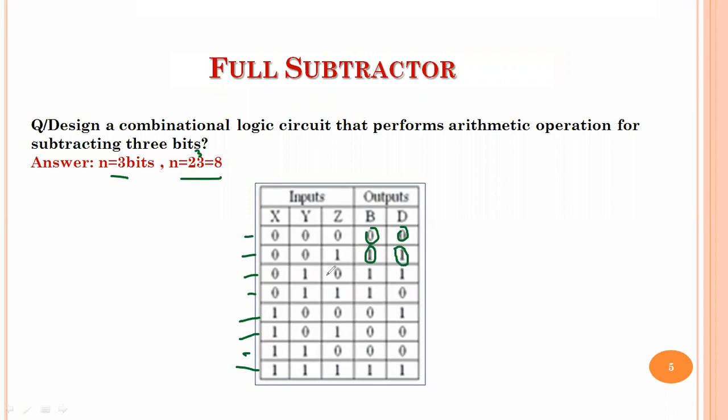Then for 0, 1, 0, we have borrow 1 and difference 1. For 0, 1, 1, we have borrow 1 and difference 0. For 1, 0, 0, the difference is 1, borrow is 0. For 1, 0, 1, difference is 0, borrow is also 0. For 1, 1, 0, again borrow is 0 and difference is 0. For 1, 1, 1, difference is 1 and borrow is also 1. Clear?